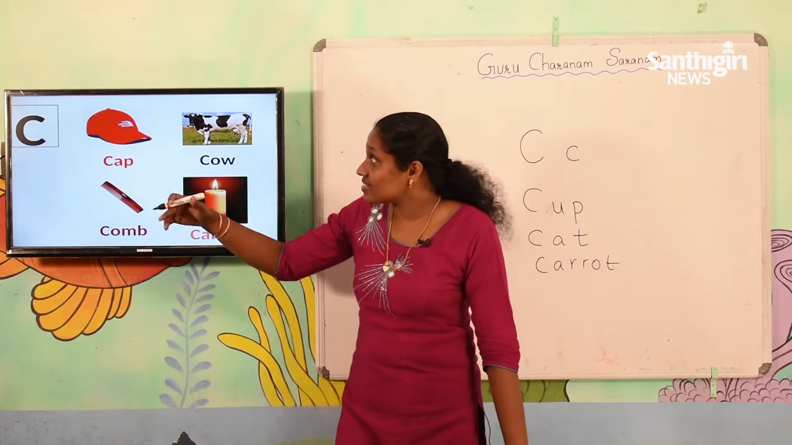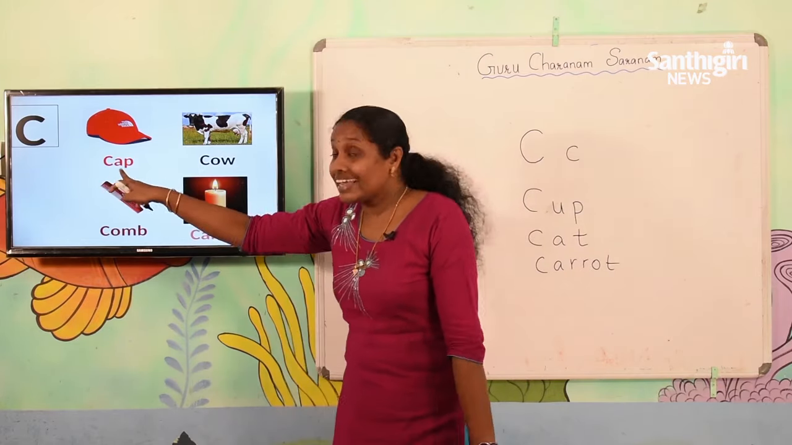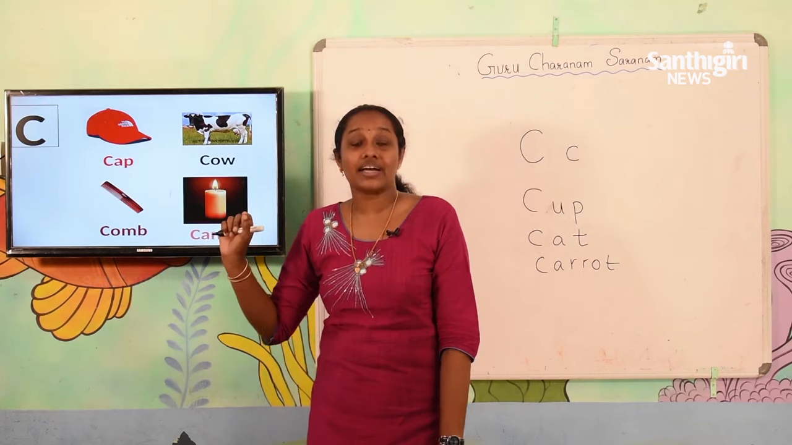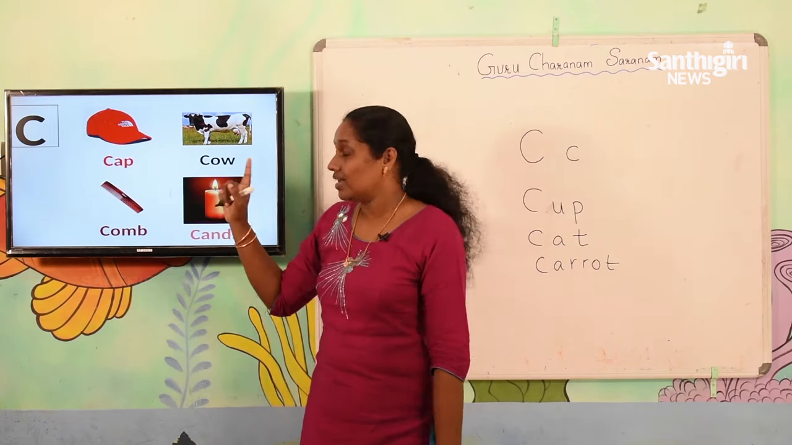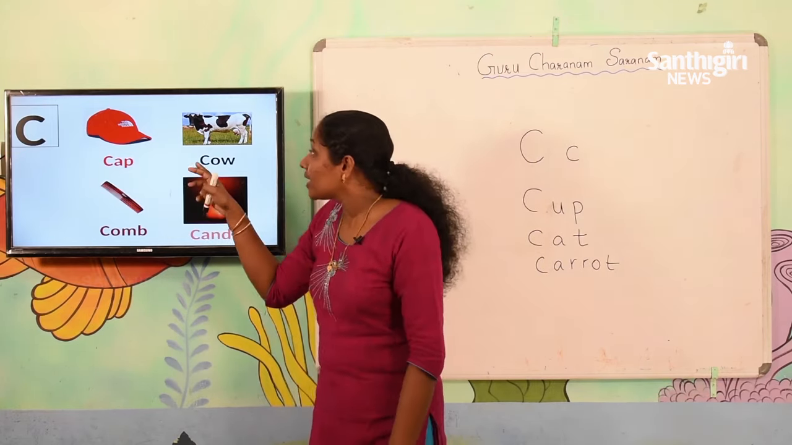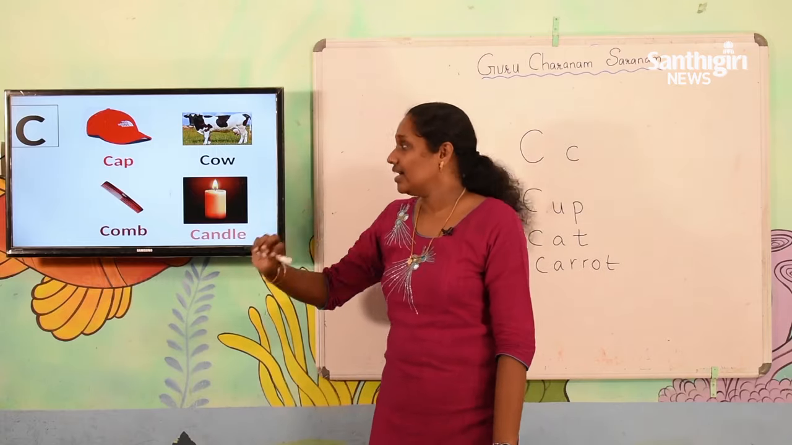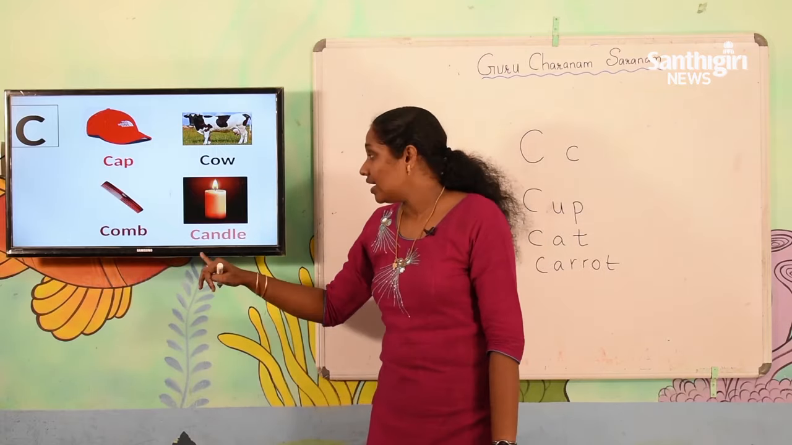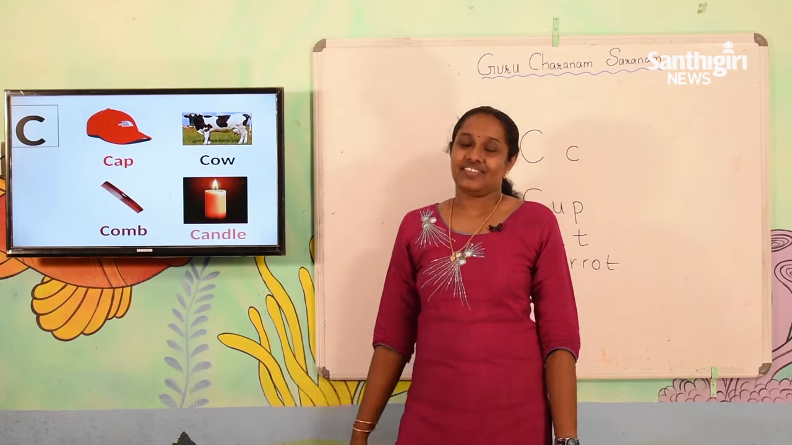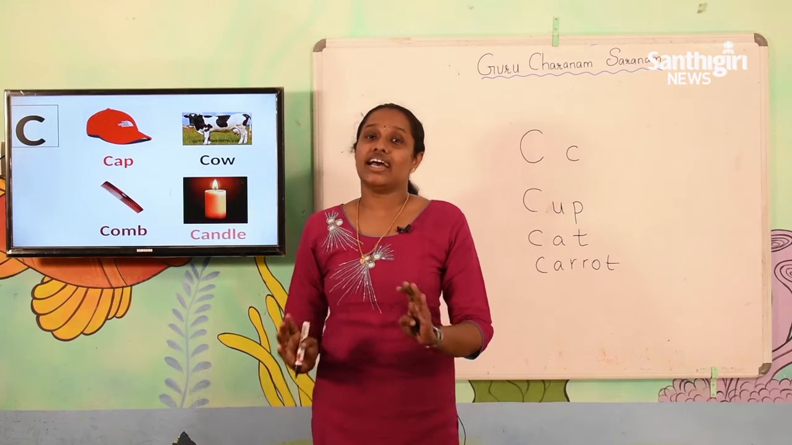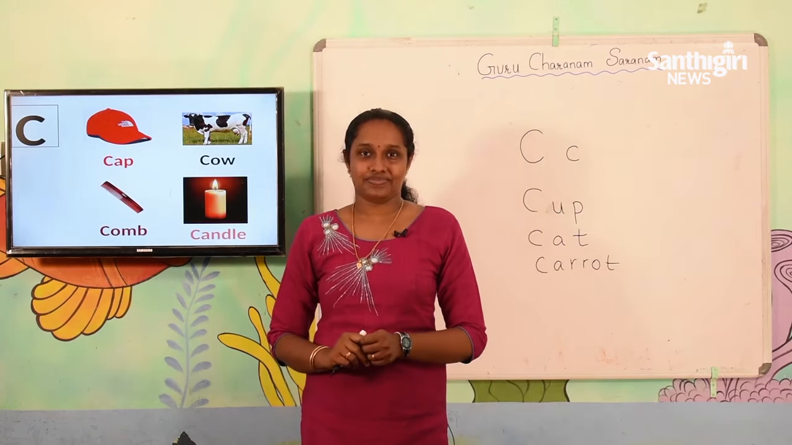We can see more words. C. Cap. K. K. Listen. You want to listen to the sound. Cow. K. Comb. Candle. We hear the first sound K and the letter is C. Did you get it?